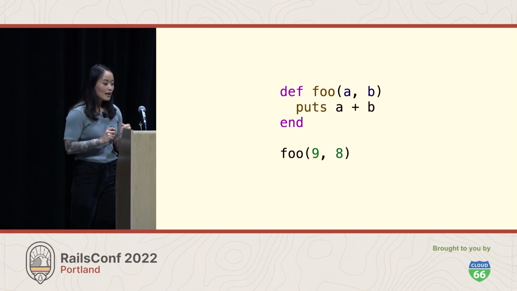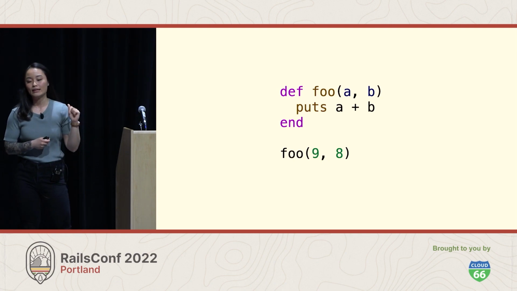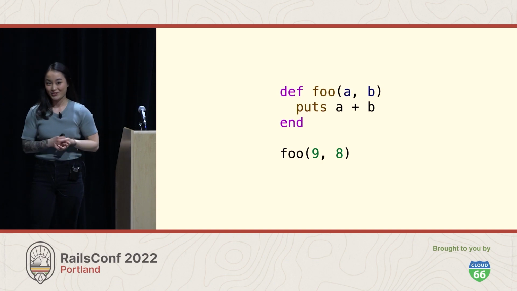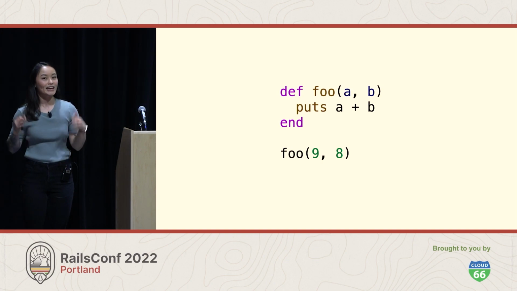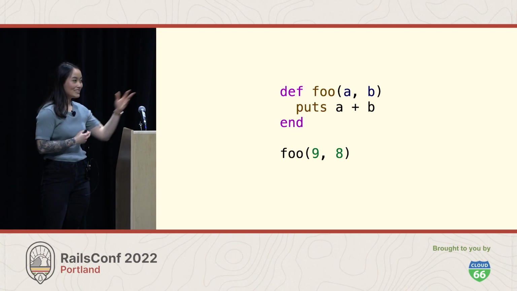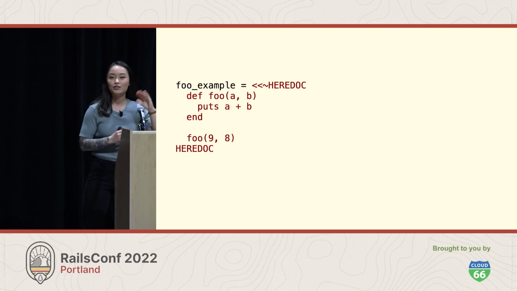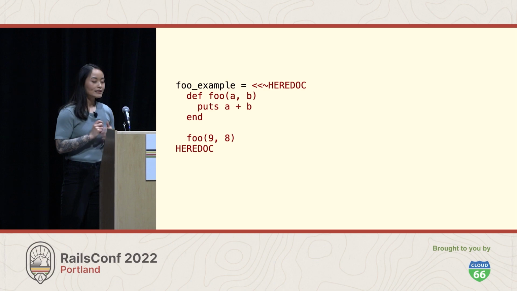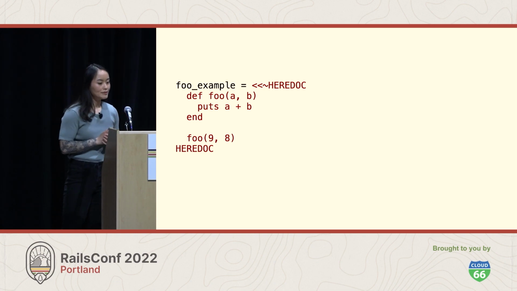Let's use this as our running example. It is a foo method that takes in 2 arguments, A and B, and it prints the sum of the 2 arguments. And then we call foo with 9 and 8. Because I don't know about you, I can't do mental math, so this is going to be really helpful for me. Let's put this source code into a variable. And let's take a look at how Ruby tokenizes under the hood.